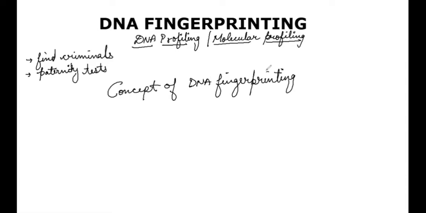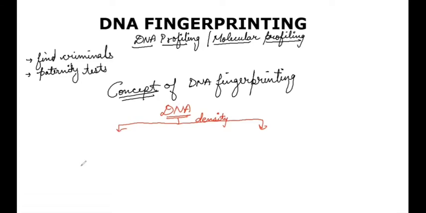Now, to understand this concept of fingerprinting, first we need to understand the genetic material, that is DNA. So we'll see what type of parts of the DNA are there. DNA can be divided into two parts on the basis of density.